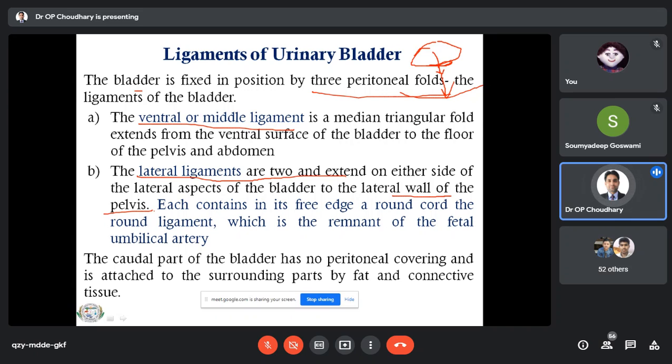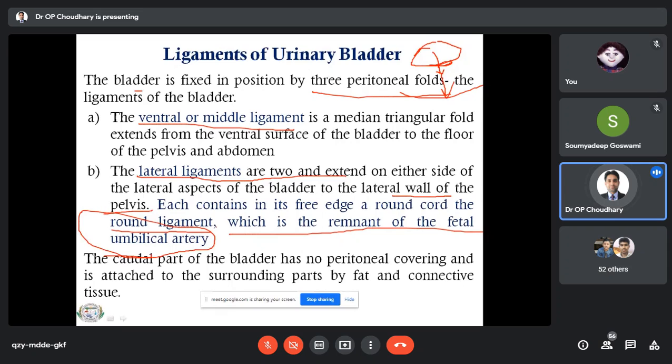Means these two ligaments are connected to the lateral wall of the pelvic cavity, and each contains in its free edge a round cord that is called the round ligament, which is a remnant of the fetal umbilical artery. This is very, very important. The round ligament is a remnant of the fetal umbilical artery. The umbilical artery usually carries the deoxygenated blood into the fetus. When I go into embryology, then I will explain about it.